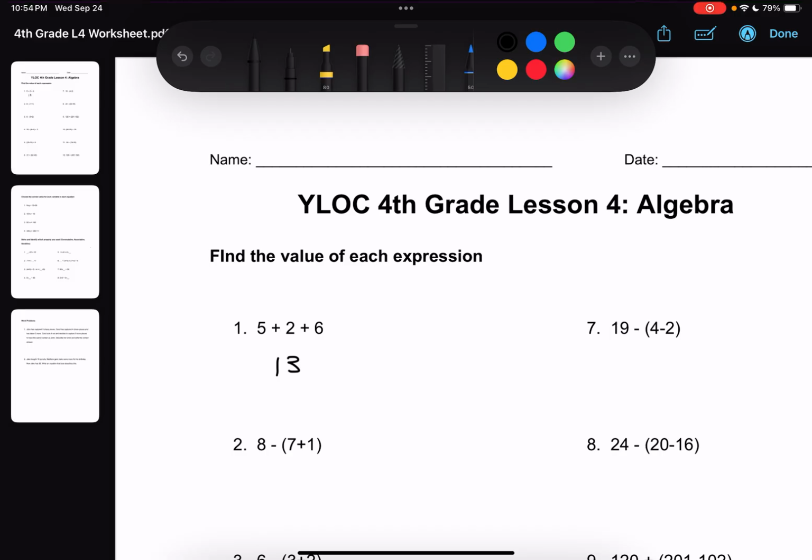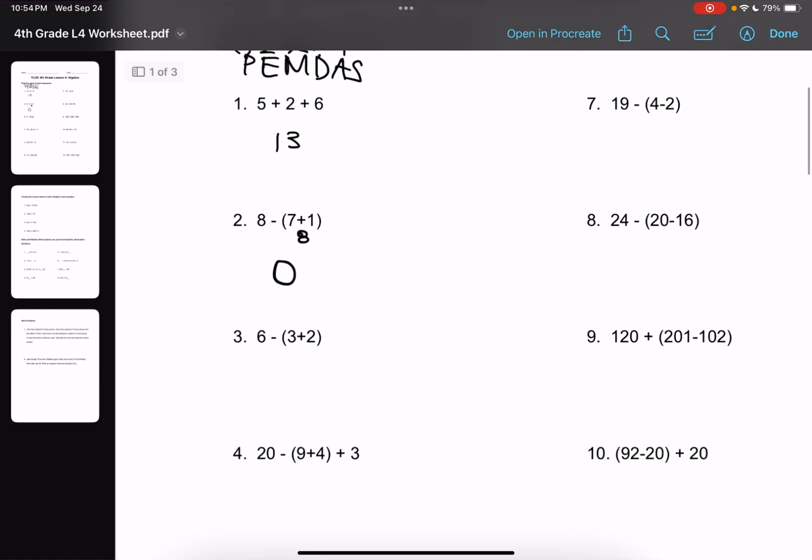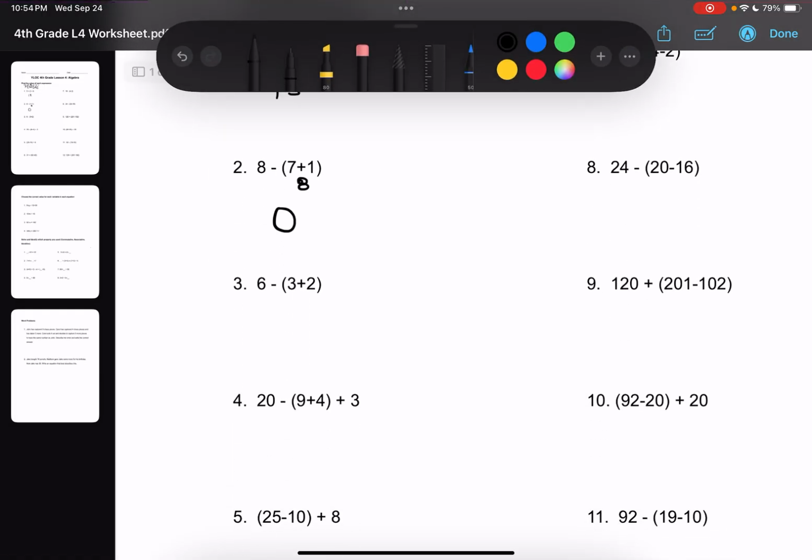And remember that the order of operations is PEMDAS, so it's going to be parentheses first, then exponents, and then multiplication, division, addition, and then subtraction. So we got to do the parentheses first. So 7 plus 1 is 8, and then 8 minus 8 is going to give you 0 as your final value. Okay, number 3, let's do the thing in the parentheses first.